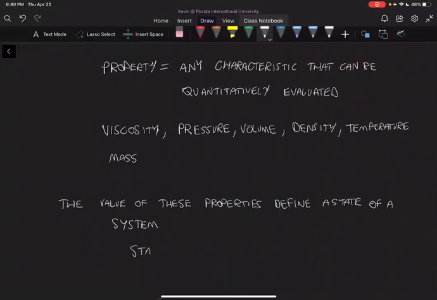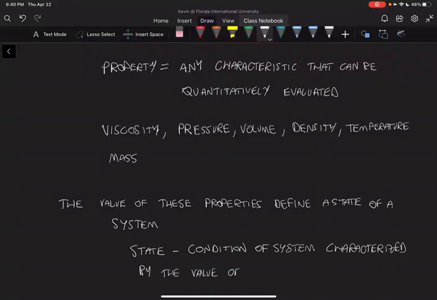So I'll just write it down because I want everyone to have the definition, and this will be in your available notes on module 1. So I want you to have it. State is a condition of the system characterized by the value of its properties.